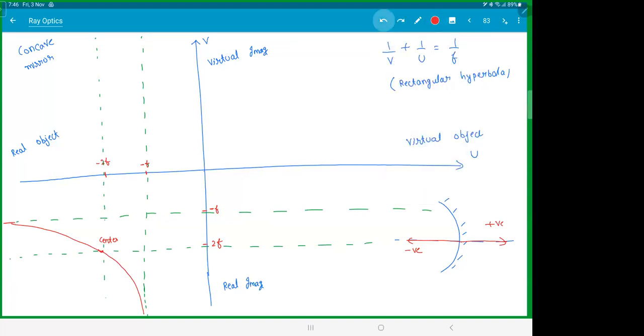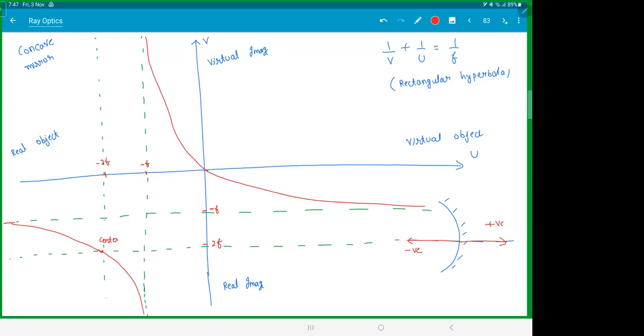When you touch the pole, the object is at pole, the image is also at the pole. Once you cross the origin, the image becomes virtual. When U is plus infinity, the image will be at the focal length again. So when you get graphs like this, it is easier to eliminate than actually drawing.